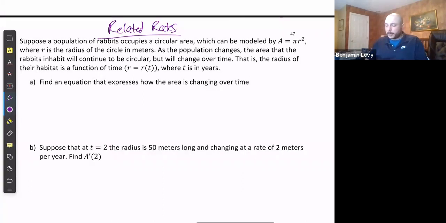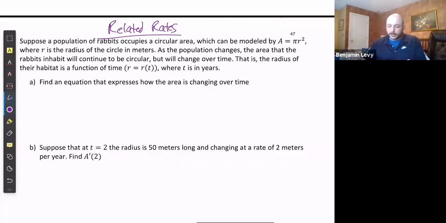in a circular area. And if there's good times with lots of food, they expand their population and the area gets bigger, right? So the population grows. And in bad times, maybe there's a lot of wolves around, there's not a lot of food, the population might shrink a little bit, and so they might condense into a smaller area that they occupy, right?